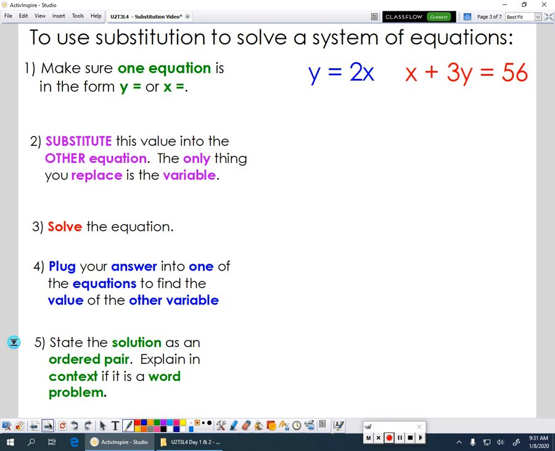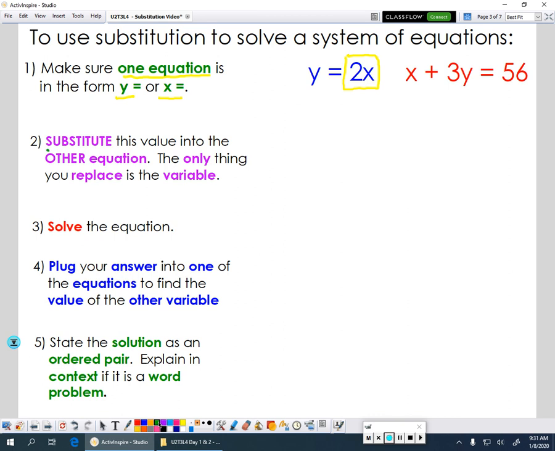On the left here we have the steps that we use when we solve a system of equations using substitution. But the easiest way to do these problems is to look at them and think about what we're doing. Step one, you have to make sure one of your equations is written as x equals or y equals. You can't substitute if you have a coefficient in front. Here we have y equals 2x. Since we already have an equation set up as y equals, we don't need to do anything else for step one.